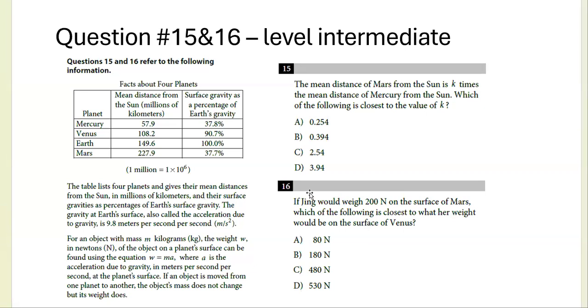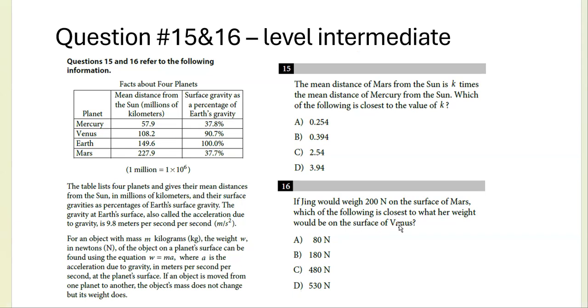Okay, now for number 16, you might actually have to read it to understand it, unless you know physics and you know about weight versus mass. Good if you know it, because you don't need to read the stem. But let's see what 16 says first of all, and then we'll come back to it. If Jing would weigh 200 newtons, 200 N, if you don't even know what newtons is, this is N, it says it over there, but let's assume we don't know it, 200 N on the surface of Mars, which of the following is closest to what her weight would be on the surface of Venus?